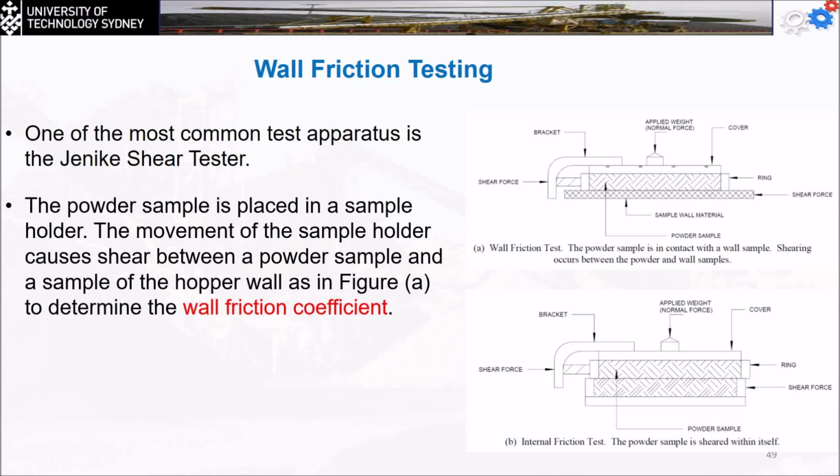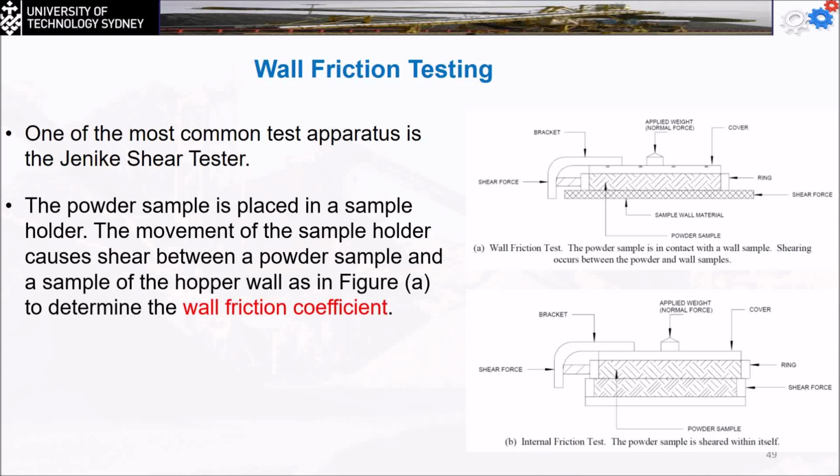Okay, so as I mentioned once again, this is the powder sample, and it is going to be placed in the holder, and the movement of the sample holder is going to cause a shear between the powder sample and the sample of the hopper wall, as you can see in figure number 1. To determine the wall friction coefficient, what is the friction coefficient symbol? You did that in many of the subjects. What is the symbol of the coefficient of friction? The mu.